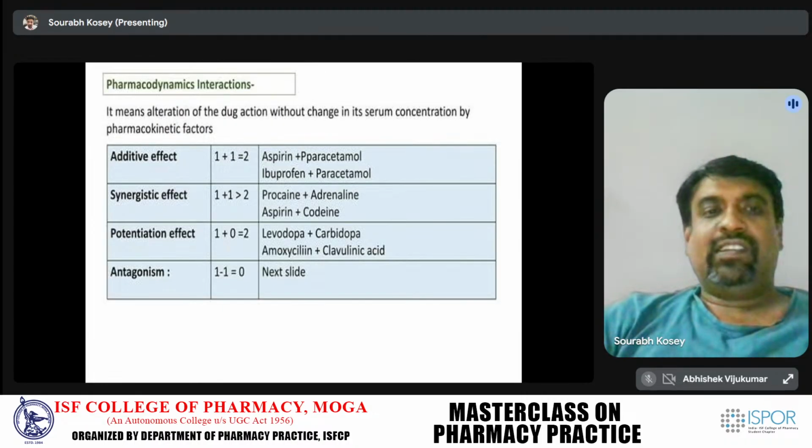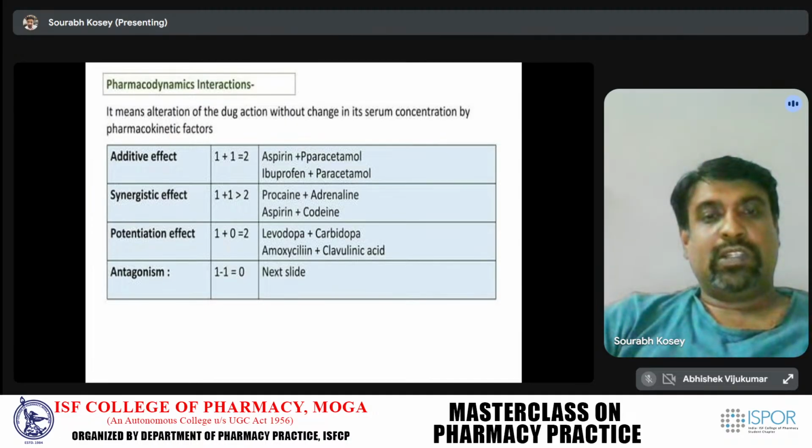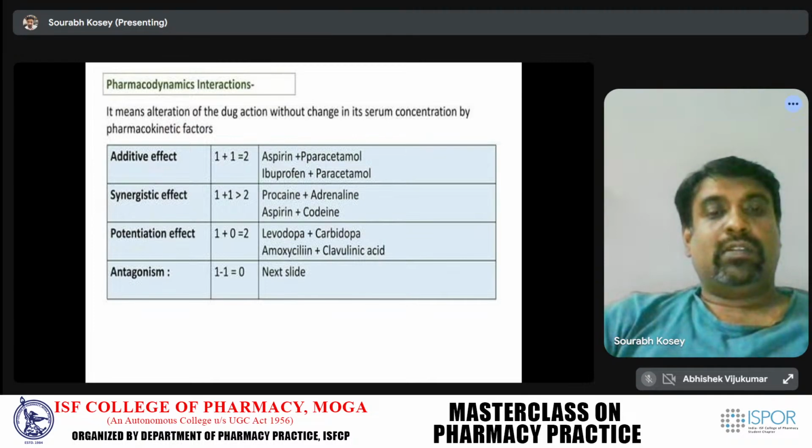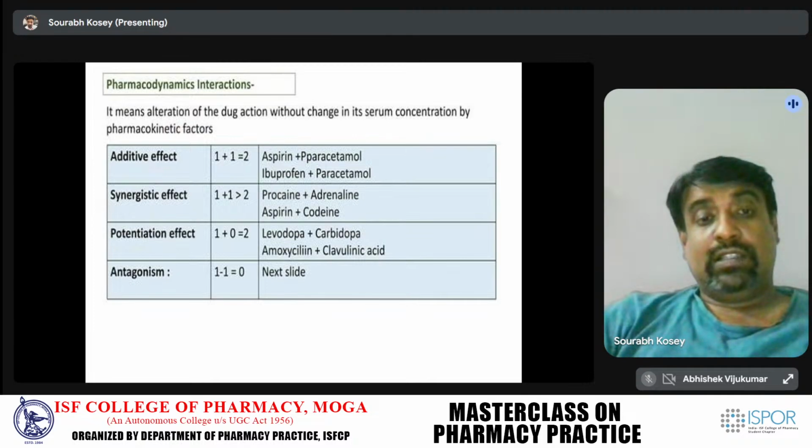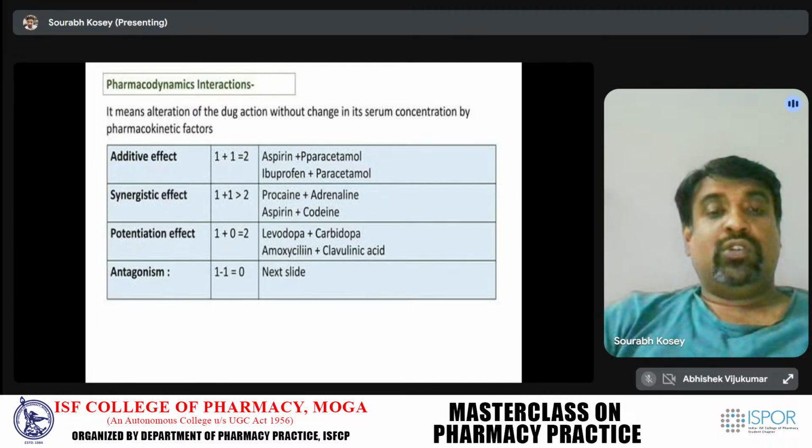So it means alteration of this drug's action without change in its serum concentration by pharmacokinetic factors. So 1 plus 1 equals 2, like aspirin plus paracetamol, ibuprofen plus paracetamol. 1 plus 1 equal to less than 2, procaine plus adrenaline, aspirin plus codeine. 1 plus 0 equal to 2, like levodopa, carbidopa, amoxicillin, and clavulanic acid.